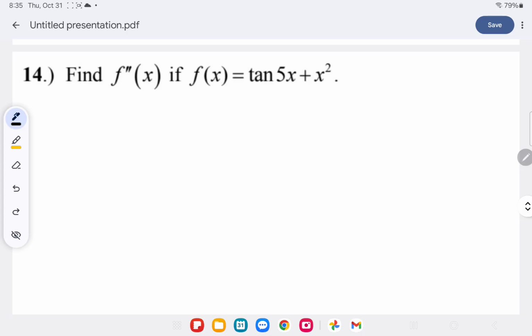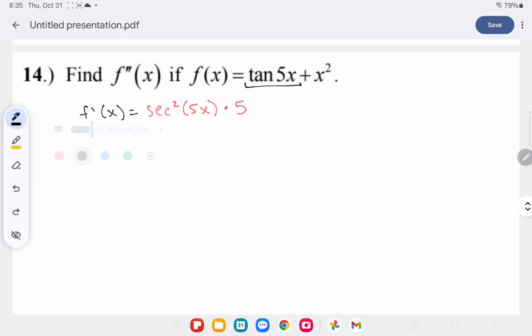All right, second derivative. So let's start by finding the first derivative. When we take the first derivative of tangent of 5x, let's start right there. The first derivative, we're going to have to use the chain rule on. So the derivative of tangent is secant squared. So secant squared of 5x, that's the derivative of the outside, times the derivative of the inside. Derivative of 5x is 5.